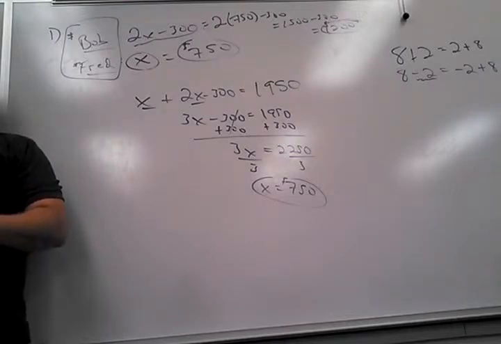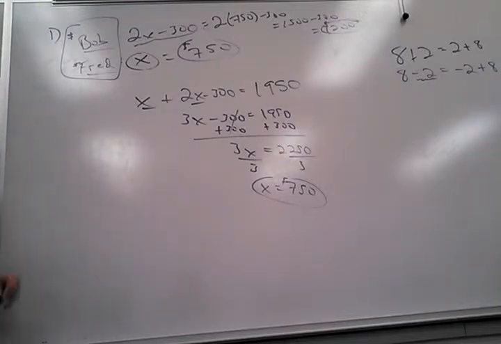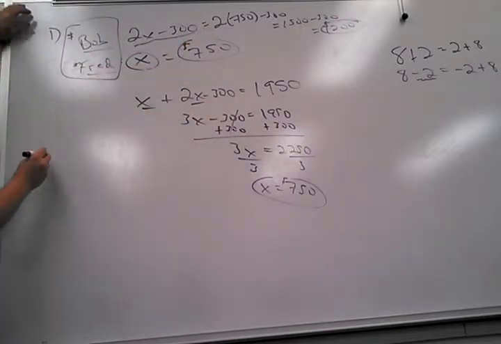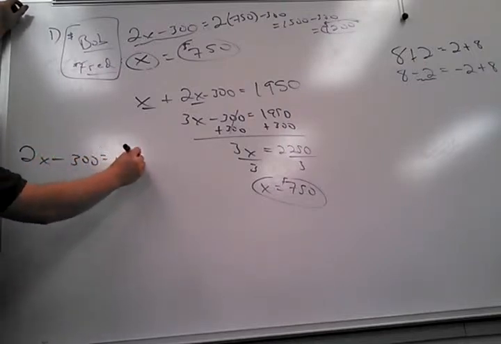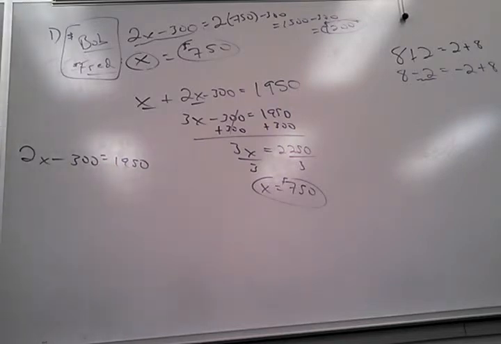The biggest mistake I see is somebody skips all this stuff and they write this equation. They look at it and they say, all right, I see 2x minus 300 equals 1950. That's what I did. Uh-oh. But I knew at least one of you would. There's several people that are just sitting on it right now. This is really important because this is the most common mistake.